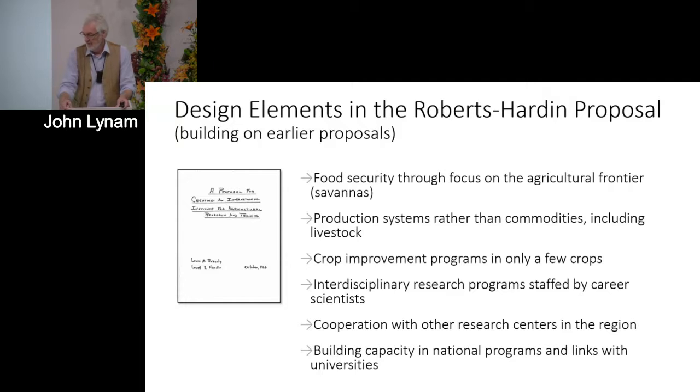in Latin America. But with a particular focus on the agricultural frontier, and particularly the savannas of the agricultural frontier. This was seen as, in a sense, the real potential for increasing food production and food security in the continent. And that would be based on a focus on production systems, not only including crops, but as well including livestock. And I think the other key part of this was sort of building the capacity of the national programs. And that as well particularly included universities. So that over time, national capacities would begin to take on, in a sense, the research agendas as developed within the International Center, CIAT.